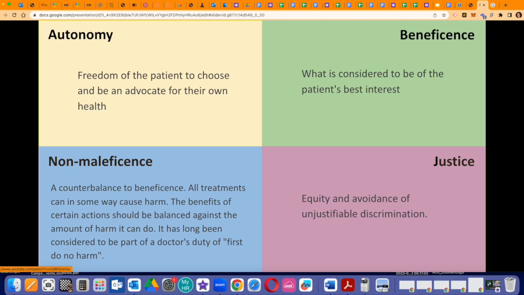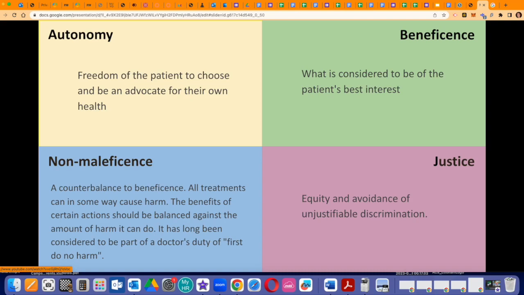So they have the freedom to choose how they want to be looked after and be an advocate for their own health. You as a healthcare professional cannot advocate solely on their behalf. It has to be their choice, okay? That's what we're talking about when we're talking about autonomy.